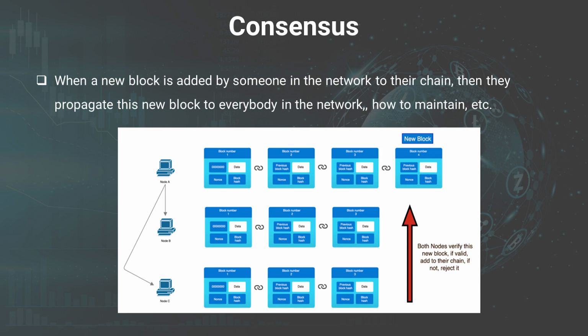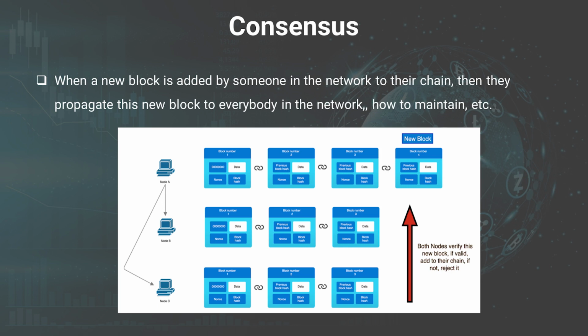So what happens is this node here, when it creates a new block, it tells everybody in the network, "Hey, I have a new block. It's a valid block, I verified it, and just attach that block to your chain." So now node B and node C, let's say at this time, they both verify this new block. If the new block is valid, then obviously they add it.